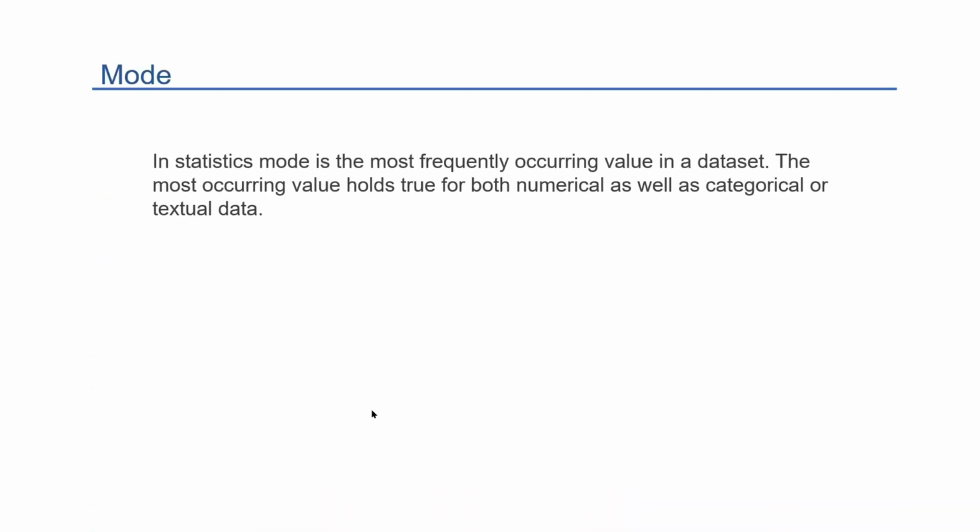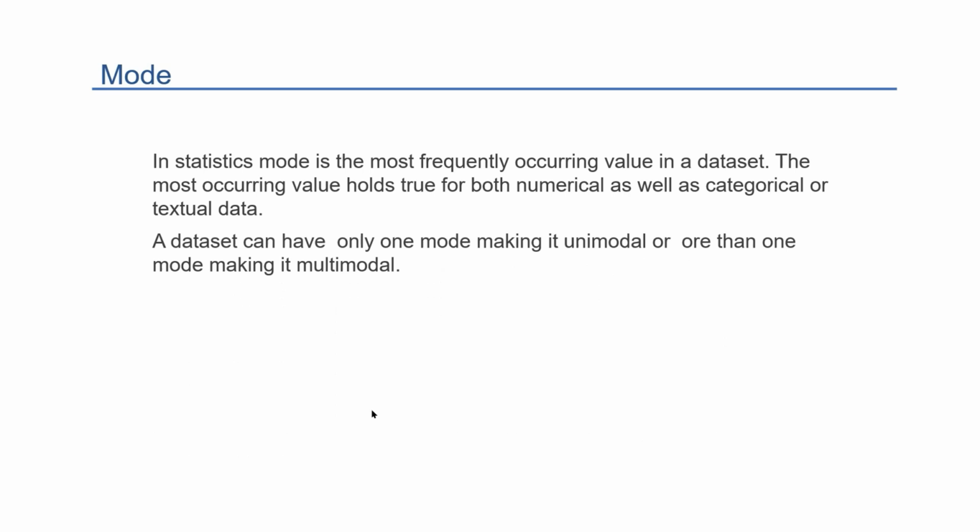Now let us see what is mode. Mode in statistics is the most frequently occurring value in a data set, and we can calculate mode for numerical as well as categorical or textual data.